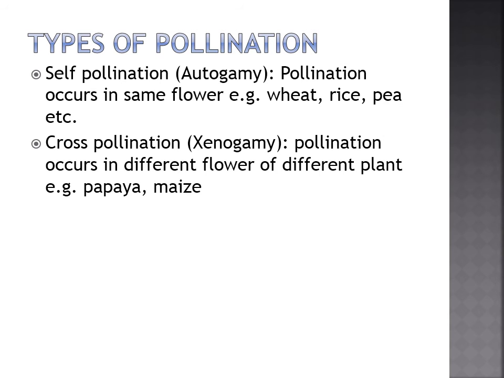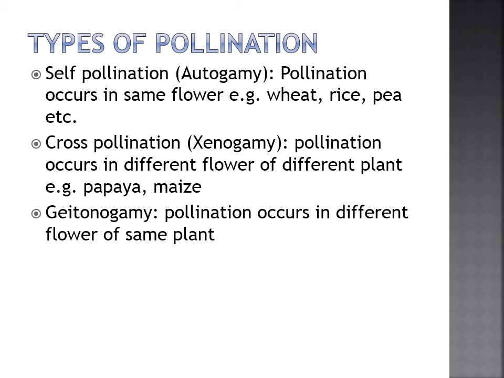Next one is cross pollination. What is the meaning of cross pollination? The pollen grains are transferred from one flower to another flower of a different plant. Examples are papaya, maize, etc. One more, geitonogamy. What is the meaning of geitonogamy? Geitonogamy means pollination occurs in a different flower of the same plant.